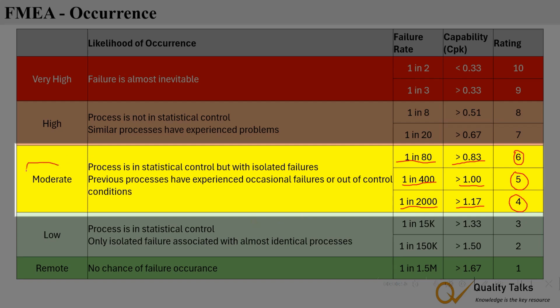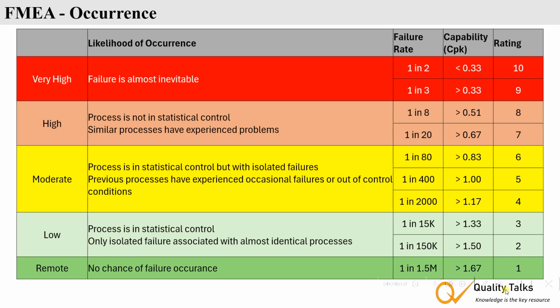These three ratings are called moderate ratings. With these three ratings, the process is in statistical control, but there are some isolated failures also. Previously, similar processes have experienced occasional failure or out of control conditions.